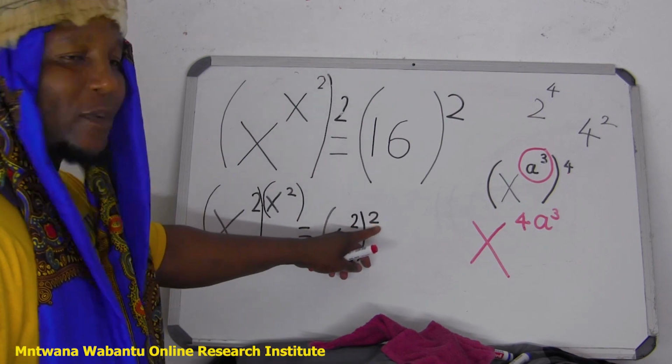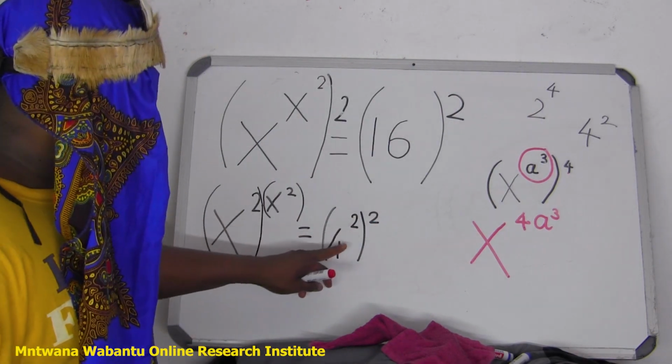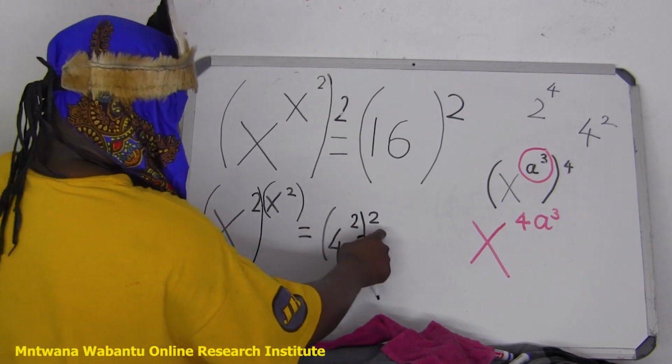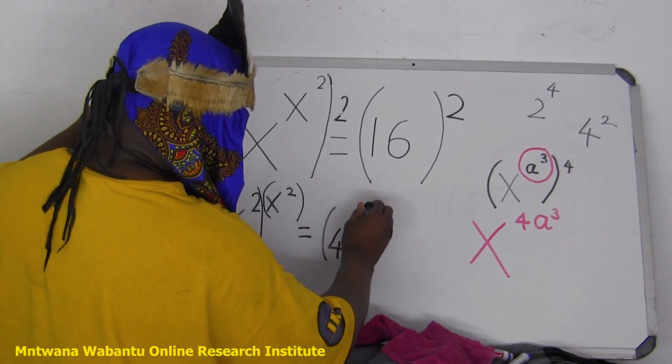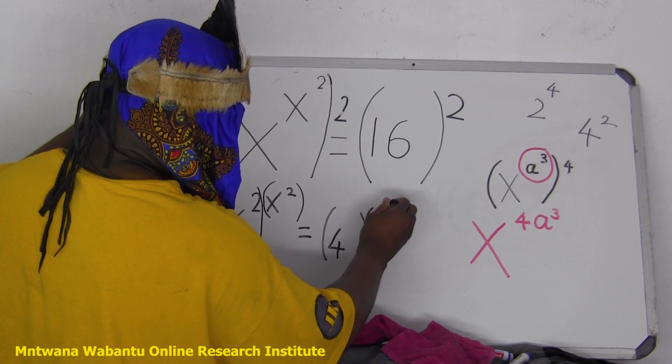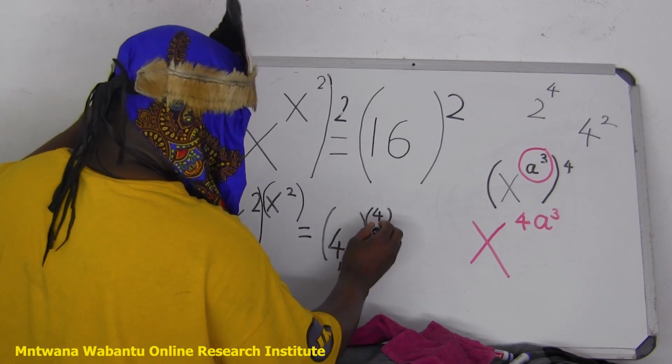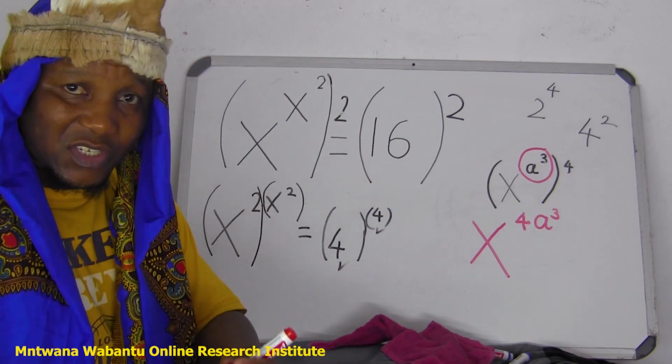Okay, what is 2 power 2? 2 power 2 is equal to 4. So it means I'm going to have a 4, since 2 times 2 equal to 4. So it's going to be 4 power 4. That means I have 2 groups, which I like, 4 and 4. That's my intention.